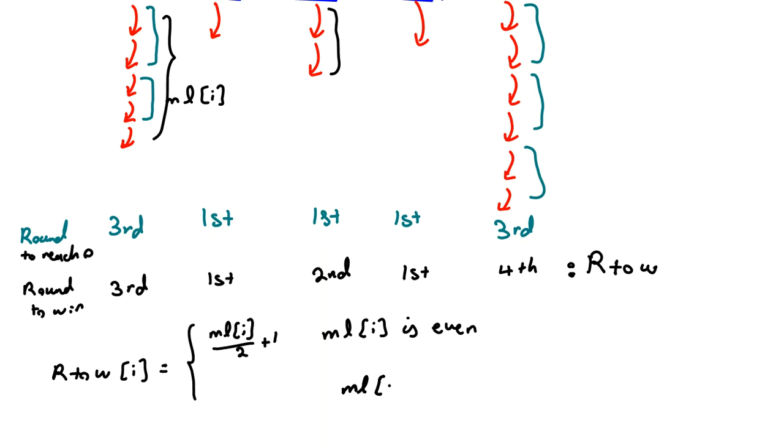If ML of I is odd, like 1, in which round do they win? For example, if it is 3, in the first round, in the second round, they win. So it will be what? ML of I plus 1 over 2. Okay, so we calculate this now.